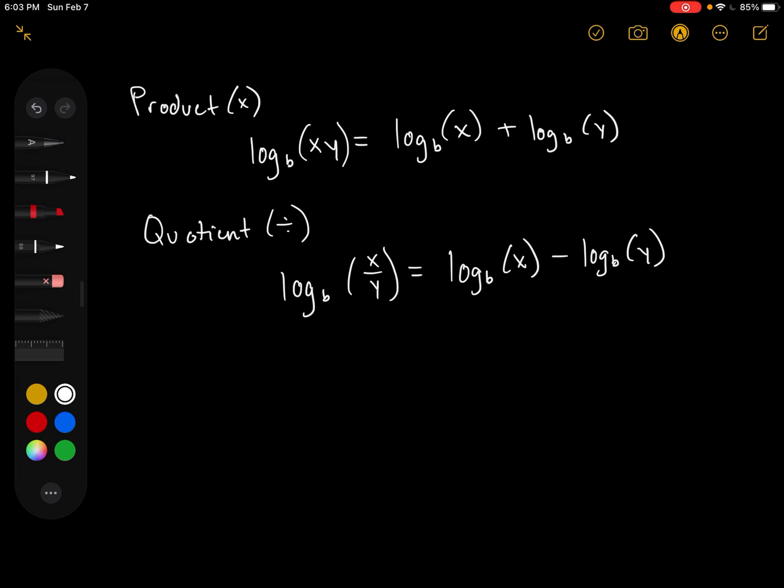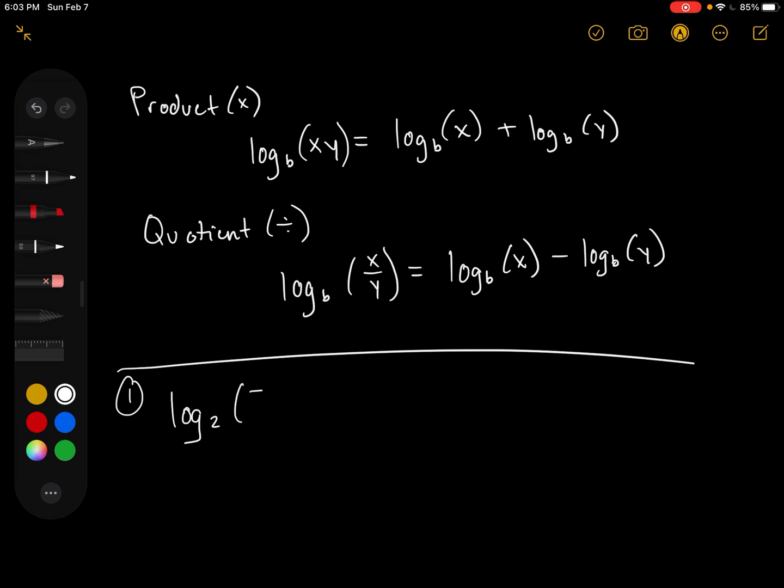So first things first, let's do a practice question. We could do log base 2 of 7x. And again, we break this into two pieces. So log base 2 of 7 plus log base 2 of x. Because we have 7 times x, we can break that into the two parts.